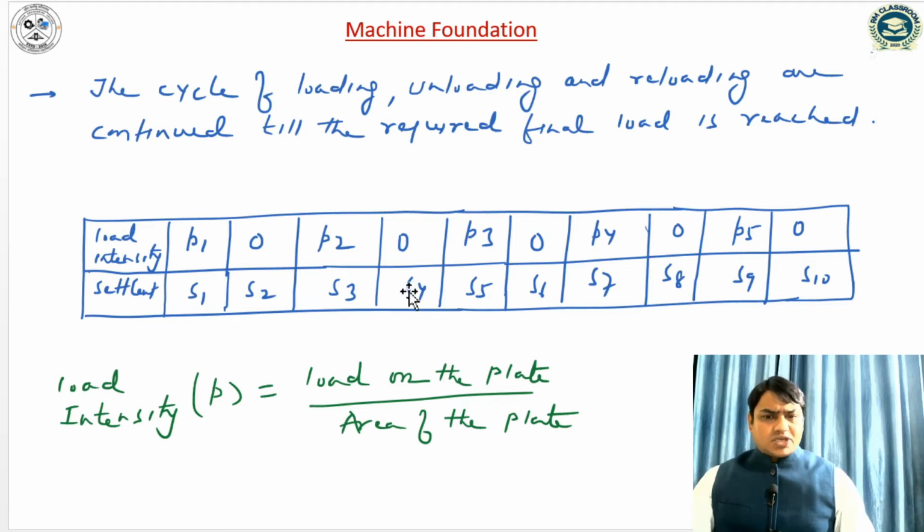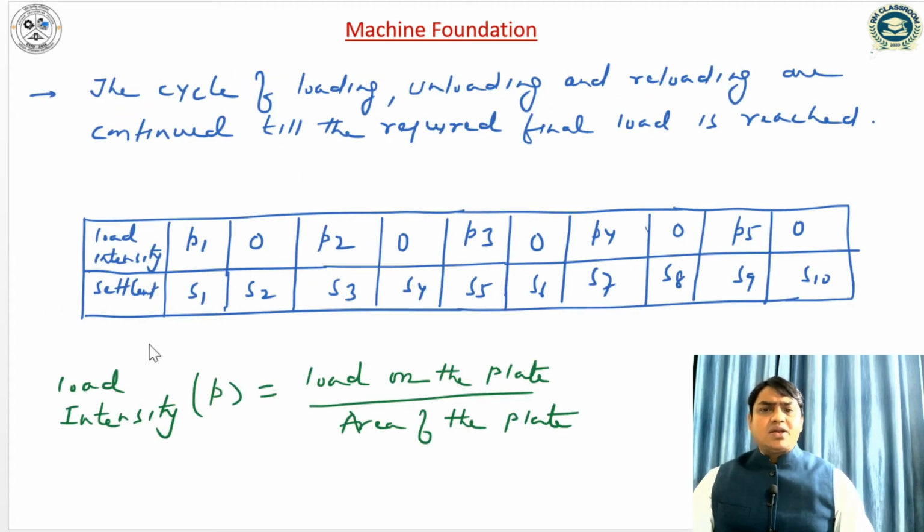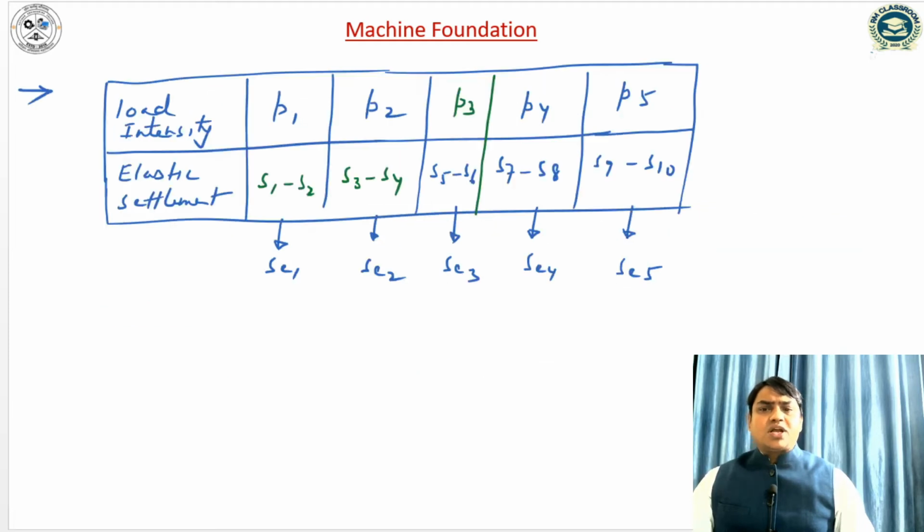The procedure is repeated, and the load intensity can be computed as the load on the plate divided by the area of the plate, and then we can compute the elastic settlement. The difference between the initial settlement and the settlement when unloading is called the elastic settlement, corresponding to the loading intensities P1, P2, P3, P4, and the settlements, let us assume, are AC1, AC2, AC3, AC4, AC5.